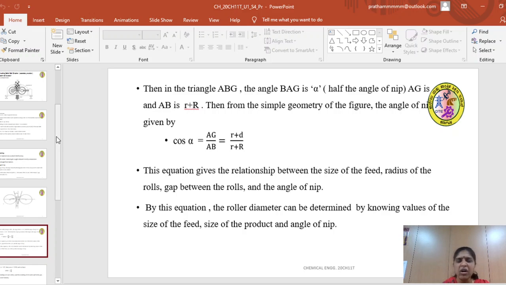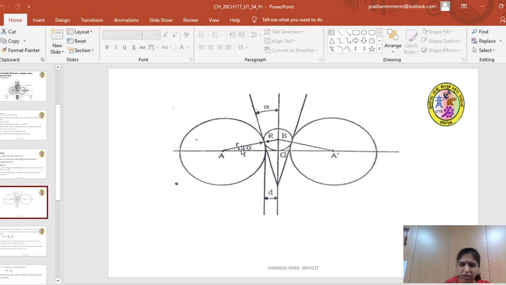So cos alpha is cos andre eno, adjacent divided by hypotenuse. Hypotenuse is what? AB. Cos is nothing but adjacent divided by hypotenuse. So adjacent is what? AG divided by AB. AB ಏನಾಗುತ್ತೆ? Small r plus capital R ಆಗುತ್ತೆ. So AG ಏನಾಗುತ್ತೆ? r plus d ಆಗುತ್ತೆ. Small r ಇಲ್ಲಿಂದ ಇಲ್ಲಿಗೆ ಮತ್ತೆ ಇಲ್ಲಿಂದ ಇಲ್ಲಿಗೆ ಸೇಮ್ ಡಿಸ್ಟೆನ್ಸ್ ತಾನೆ. So r plus d will be AG.